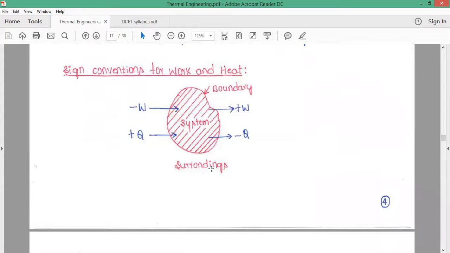Now let us discuss the sign conventions used for the analysis of work and heat. If the work is done on the system, if the surroundings is doing the work on the system, then it is conventionally taken as negative. If the work is done by the system on its surroundings, then it is conventionally taken as positive. Similarly, for heat interactions, if the heat is added to the system, then it is taken as positive. If the heat is taken by the system or it is removed from the system, then it is taken as negative.